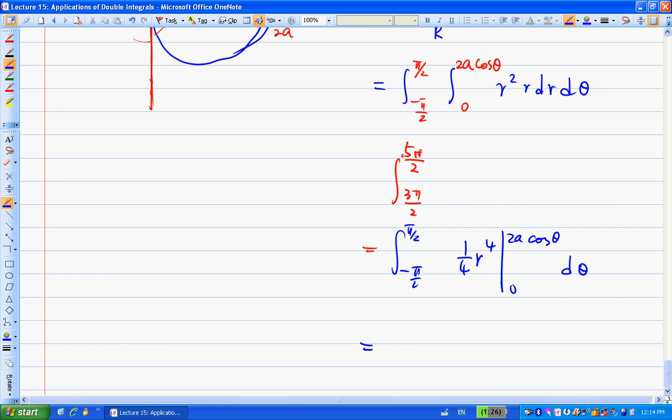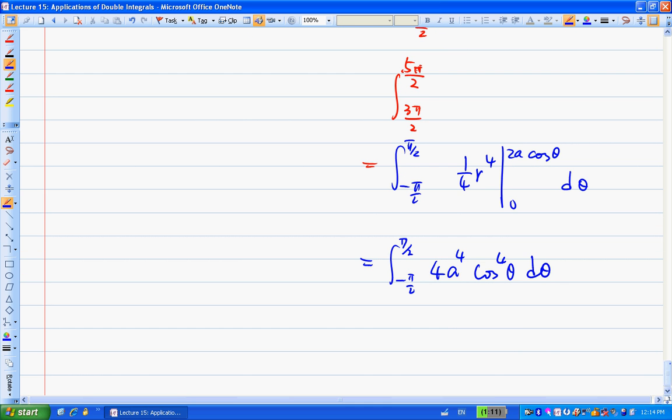Practice this integral. It's actually a pretty challenging integral. So what do I have for this one? Plugging this 2a cosine theta into r to the power of 4, 2 to the power of 4 is 16, 16 divided by 4 is 4. So you end up with 4a to the power of 4 cosine theta to the power of 4 d theta. Now we need to integrate this.